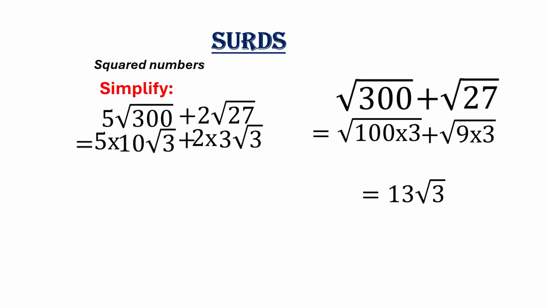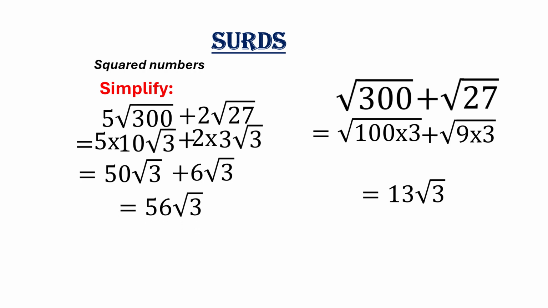Now, what's 5 times 10? It's 50 root 3 plus 2 times 3 is 6 root 3. Now it's just addition. 50 root 3 plus 6 root 3 is just 56 root 3. And that's your nice answer.